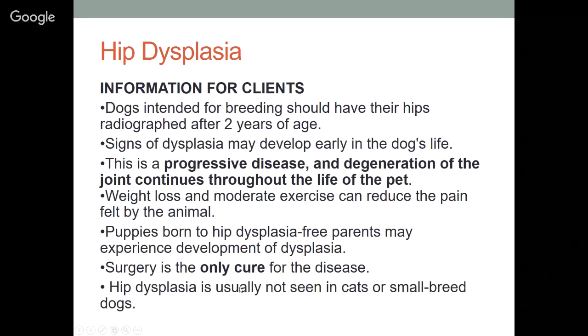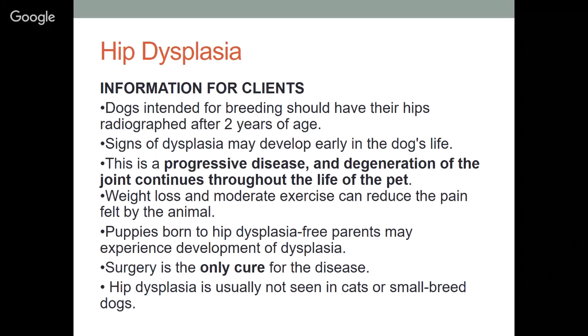Dogs intended for breeding should have their hips radiographed after 2 years of age, and we should not breed them before then. Signs of dysplasia may develop early in a dog's life, and it is a progressive disease. Degeneration of the joint continues through the life of the pet, but weight loss and moderate exercise can reduce the pain felt by the animal.